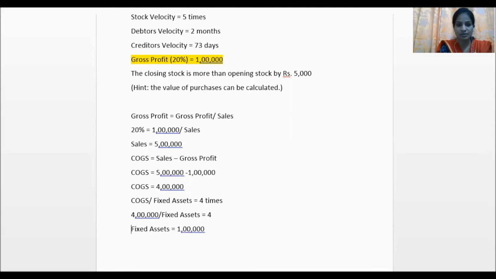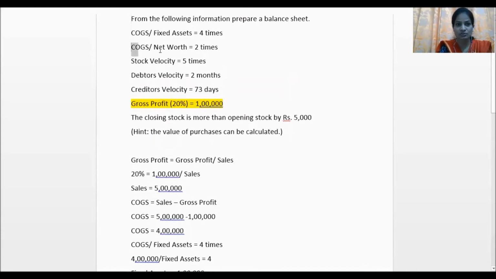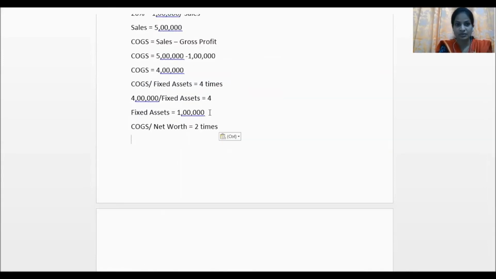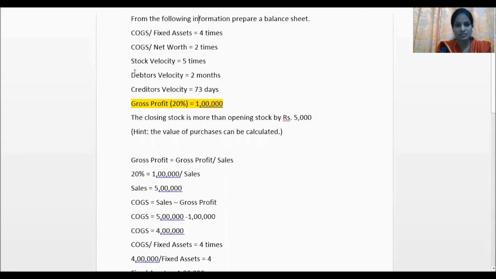Now next we'll make use of the second formula, that is cost of goods sold upon net worth equal to 2 times. So I'm just writing it here. Now again I'm putting the information of cost of goods sold. So cost of goods sold has come 4 lakh divided by net worth we do not know. So I'm writing as it is, net worth equals 2 times. Now 4 lakh divided by 2. So you can easily understand that net worth will come to 2 lakh. Now you have net worth available with you, fixed assets, cost of goods sold, sales and gross profit. So let's check out what else we can solve.